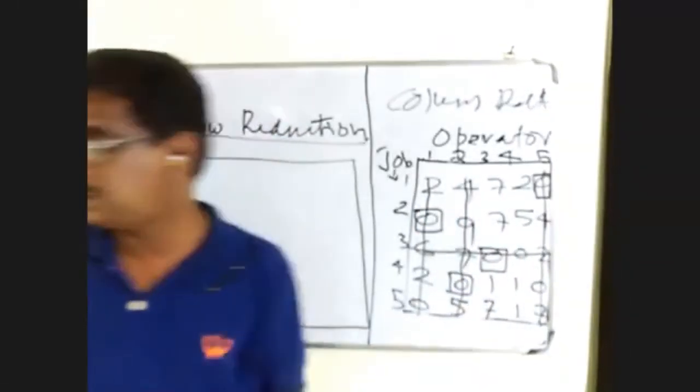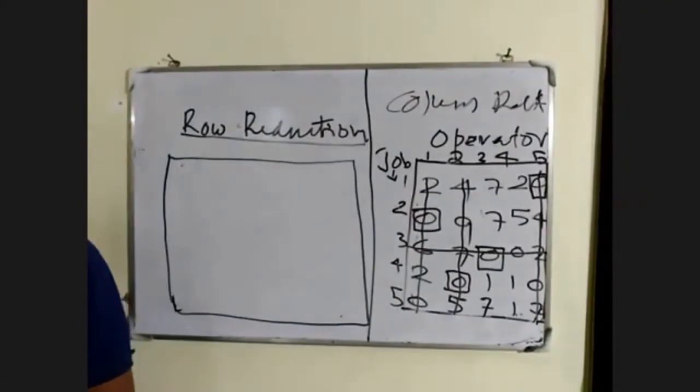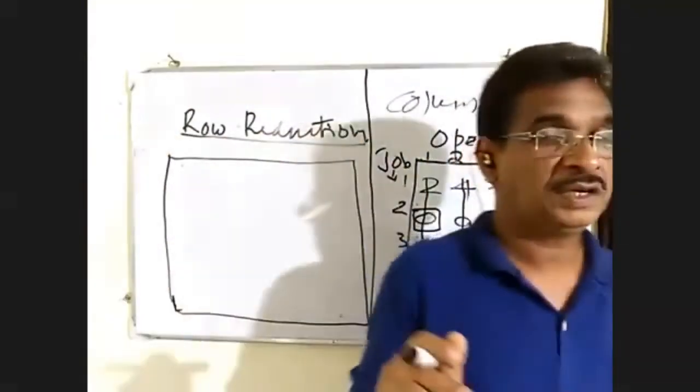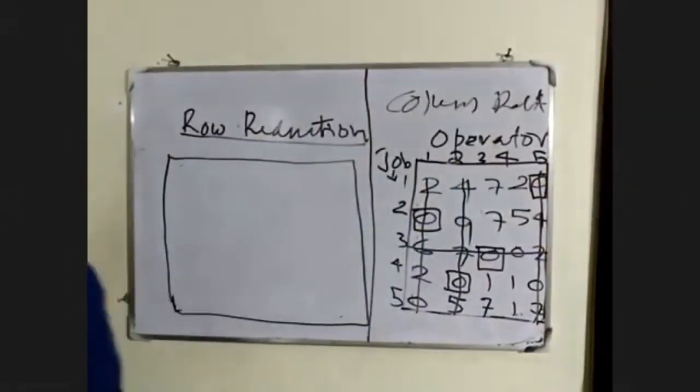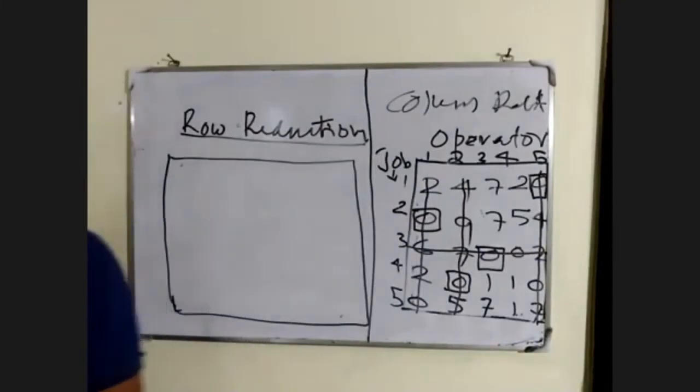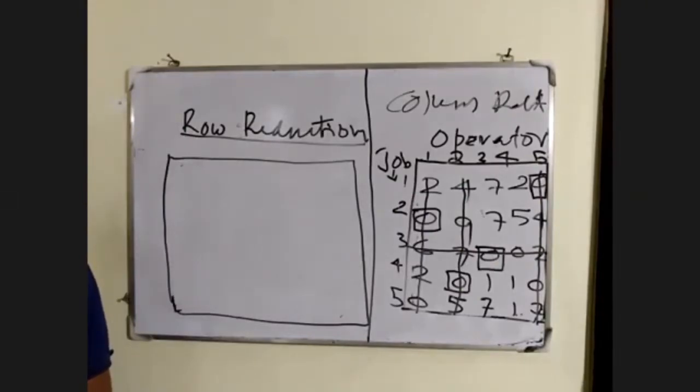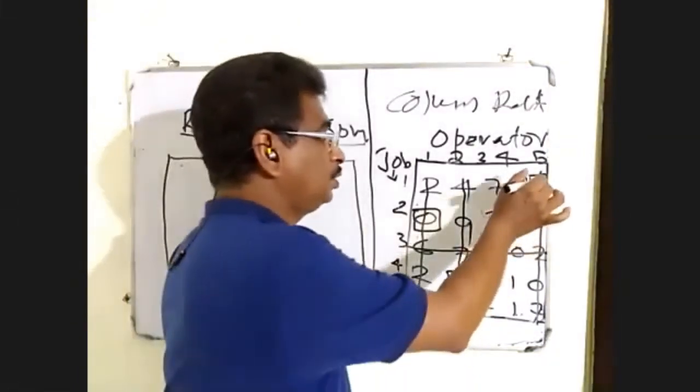Okay. Step 4. Please write step 4. Check whether the number of squares marked is equal to the number of rows of the matrix.